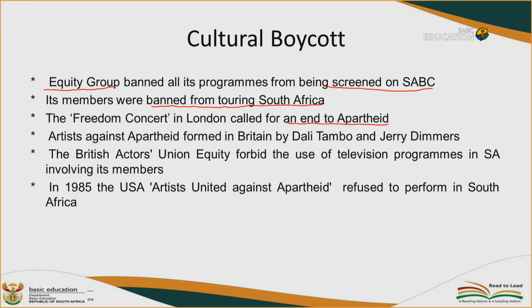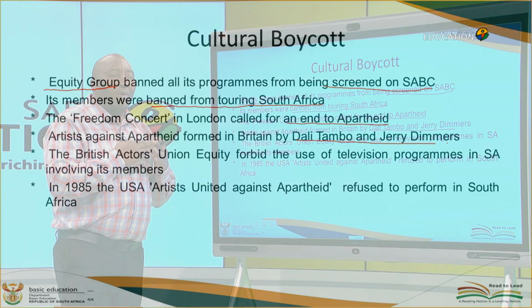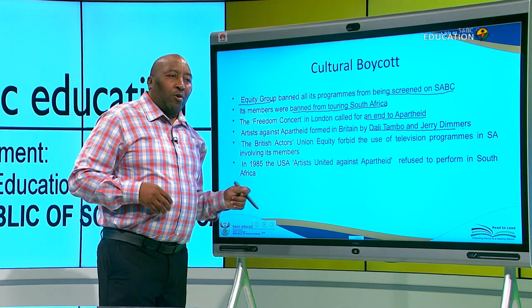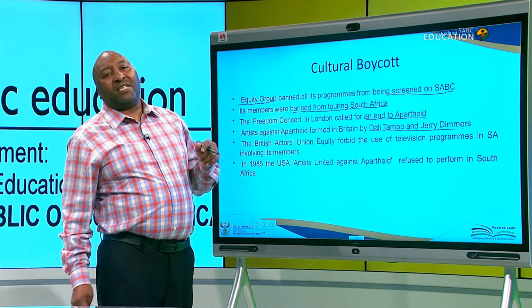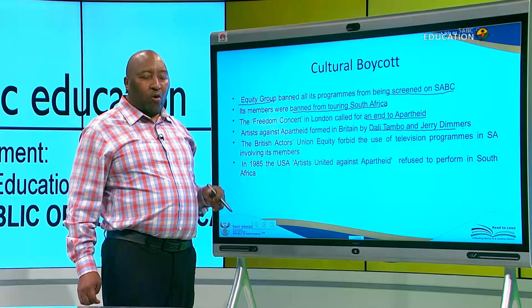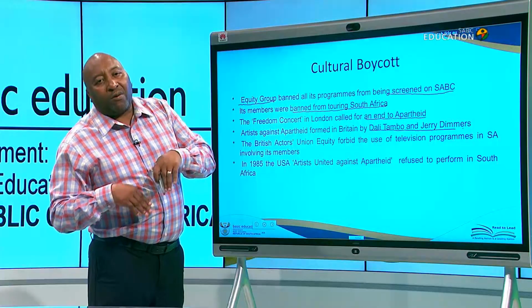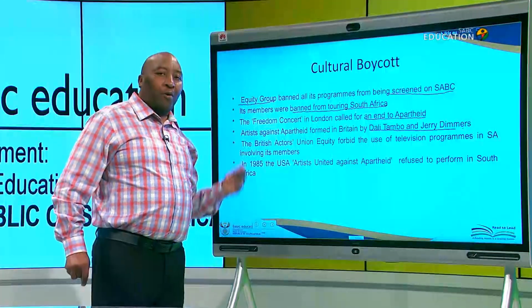Artists Against Apartheid was formed by Dali Tambo and Jerry Dammers. They ensured that apartheid is recognised as a crime against humanity. We will not support it. Artists from abroad refused to visit South Africa to come and perform. Artists from South Africa were not allowed to go and perform abroad.